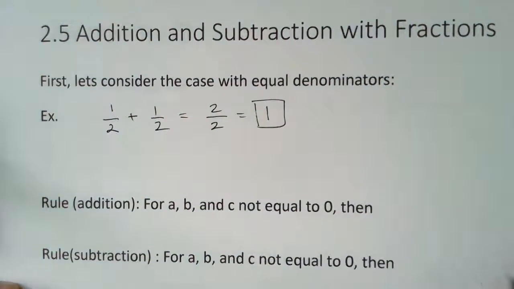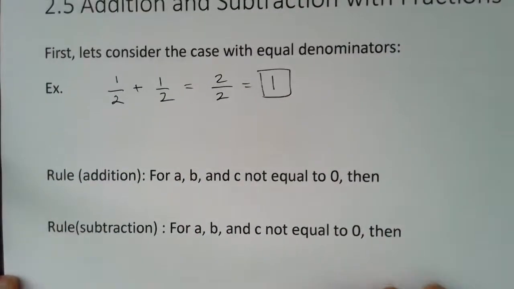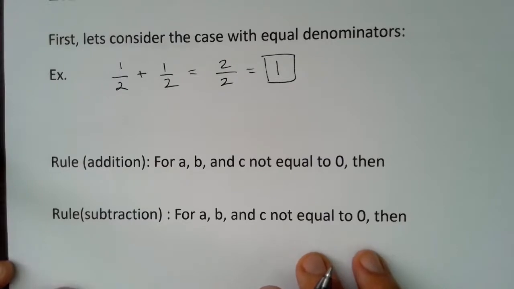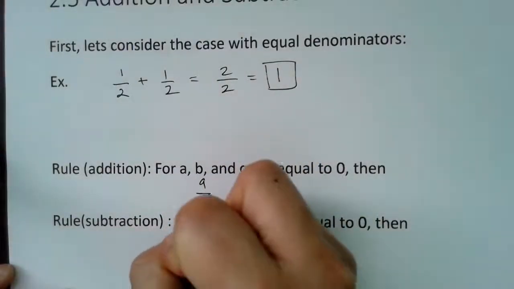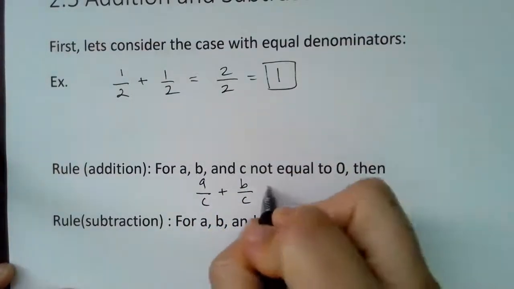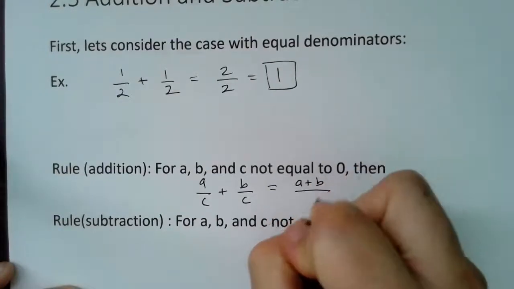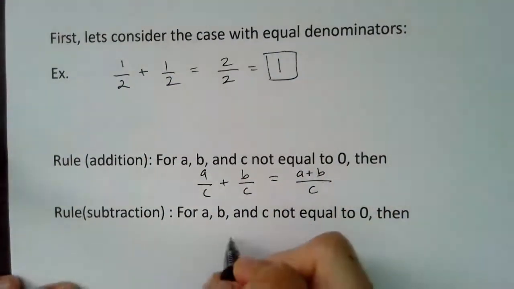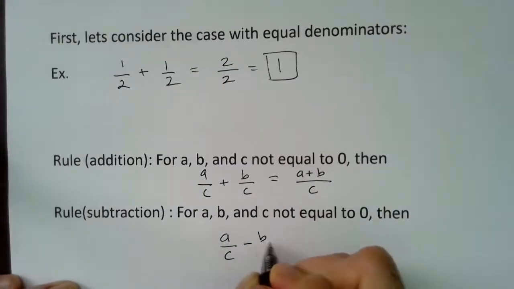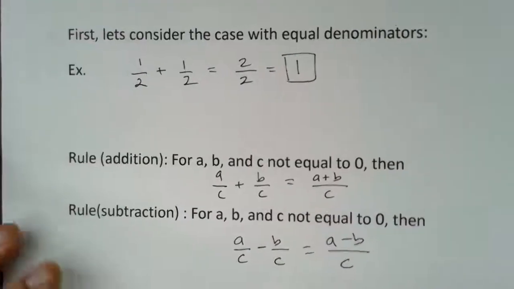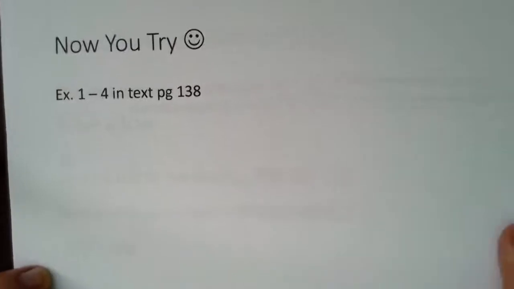Okay. So for A, B, and C not equal to 0, let's say you have A over C plus B over C. So in general, if you have two fractions that have the same denominator, all you have to do is add across the top and the denominator remains the same. And then subtraction is the same thing, except of course we're subtracting, right? So that's the rule.